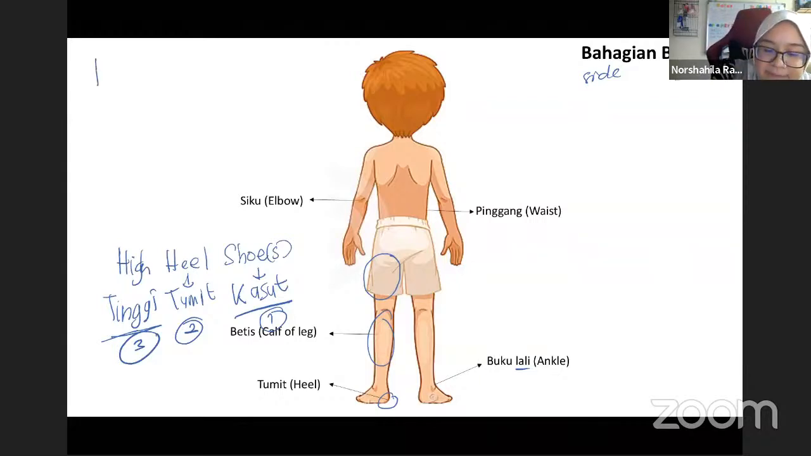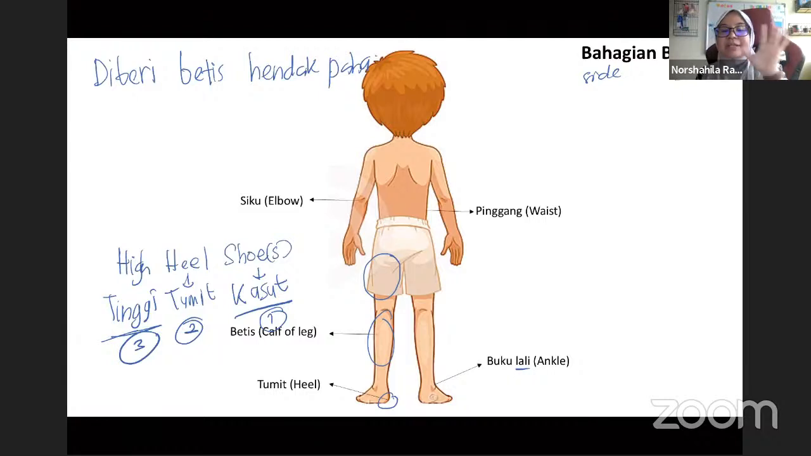Okay, the idiom is diberi betis hendak paha. I'm not sure either in Indonesia you have this idiom or not. So in Bahasa Melayu, we have this one. Diberi betis hendak paha. Can you see the betis here? And you can see the paha here. Between your betis and also paha, which one is bigger?